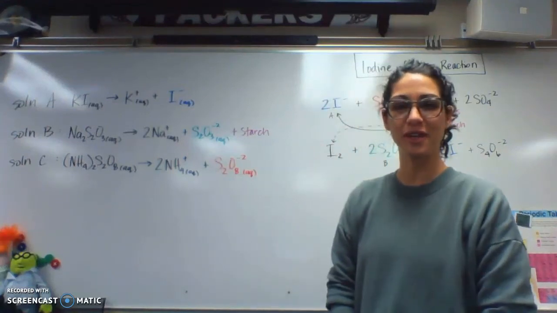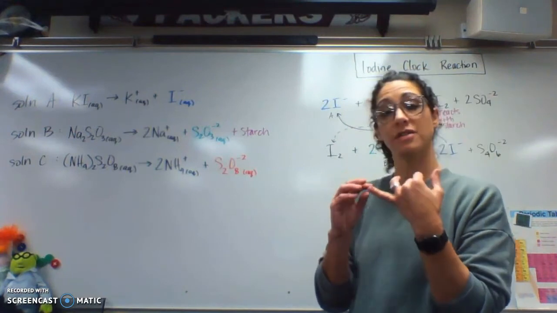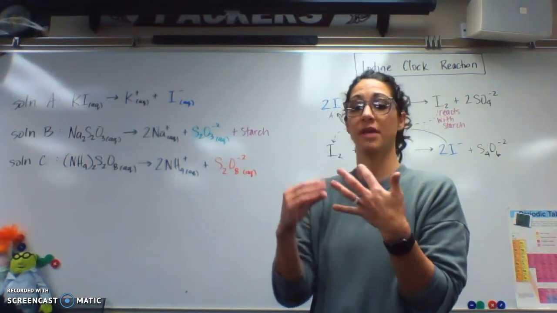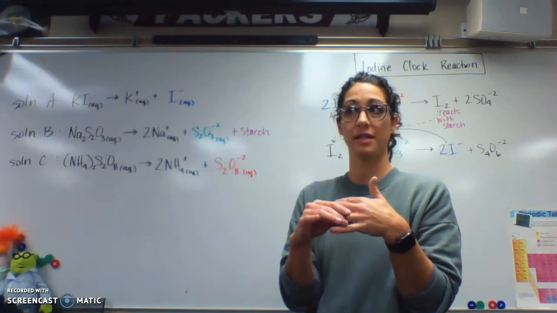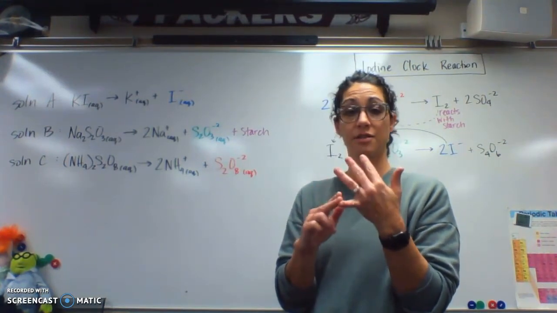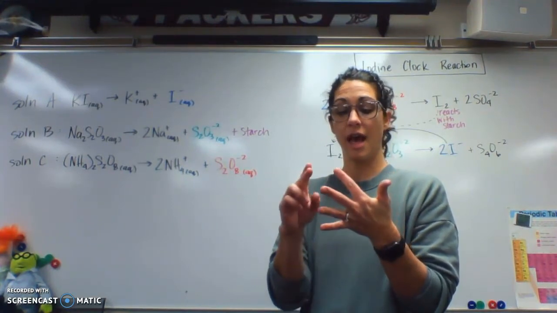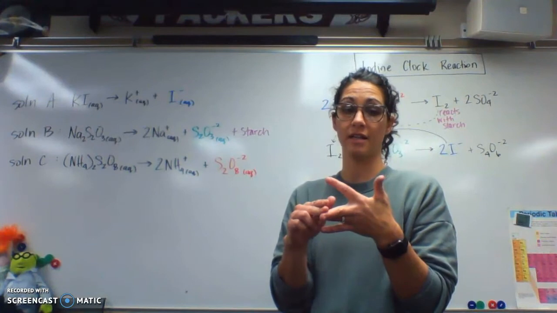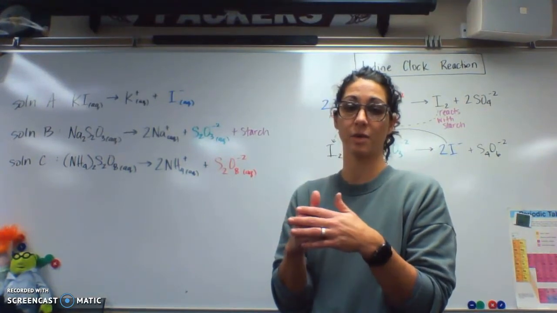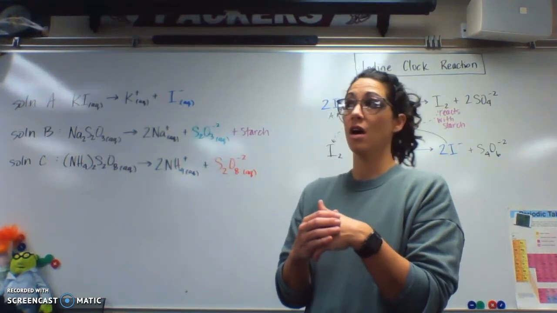Hi, I'm here to do and explain the iodine clock reaction lab. You need to understand what an iodine clock reaction is because we're going to manipulate three different variables: the concentration of different reactants, the temperature, and the use of a catalyst to see how that affects the rate. So we're going to be taking times for how long the reaction takes.